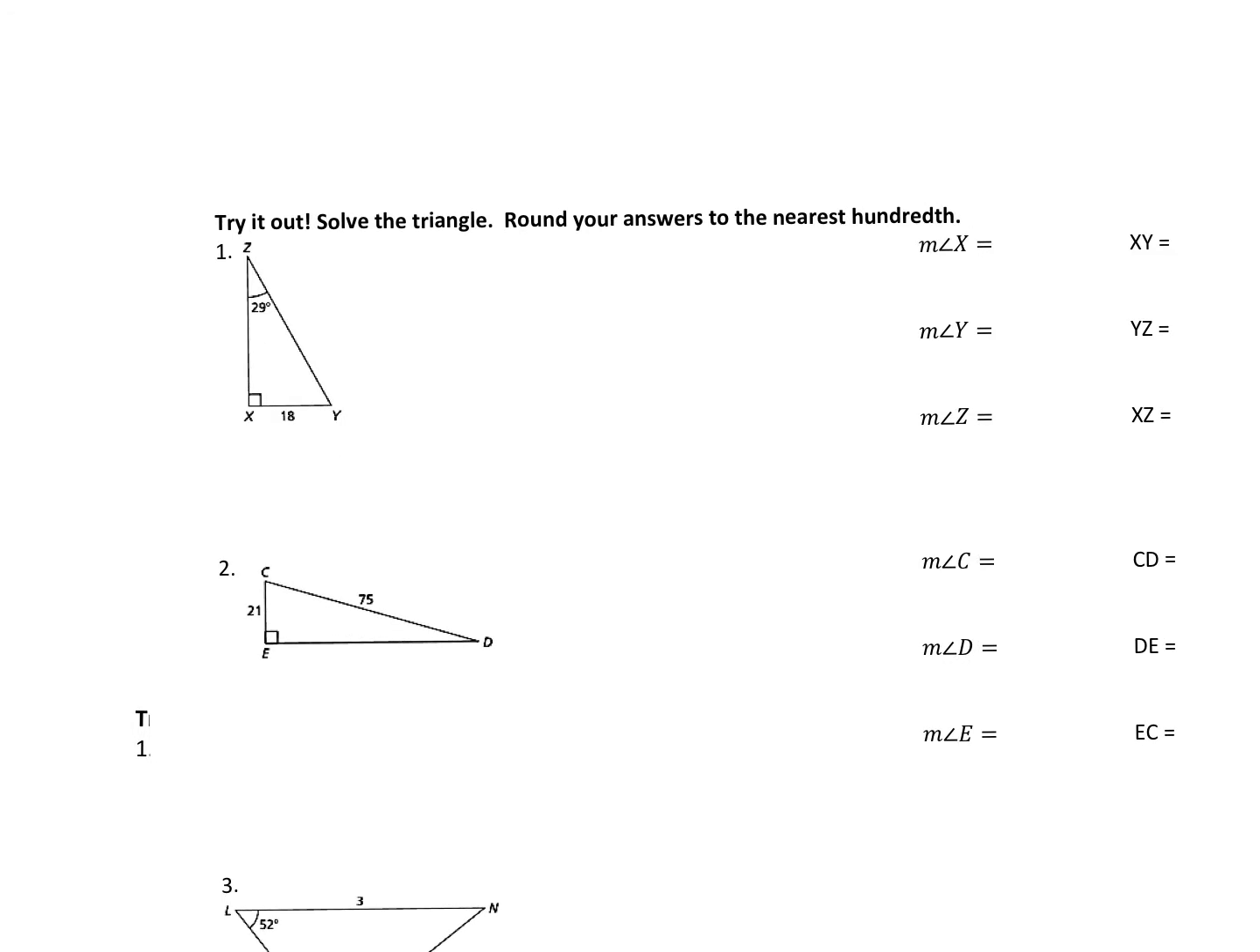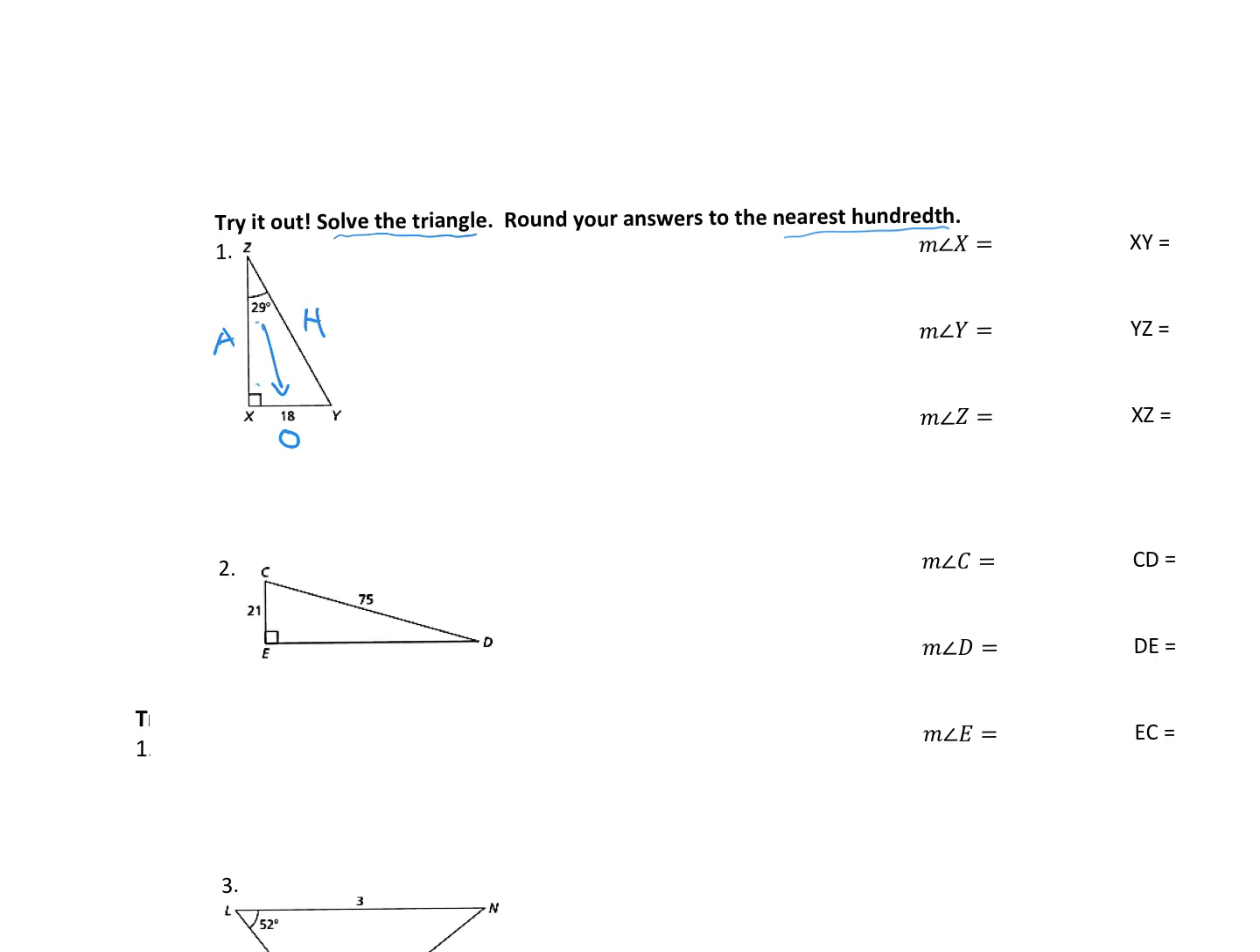So let's try it out. Let's try it out and use our logic, what we have. So solve the triangle, round your answers to the nearest 100th. So here I got an angle, and this is my opposite, so I'm going to put this as my adjacent, and this will be my hypotenuse, SOH CAH TOA.